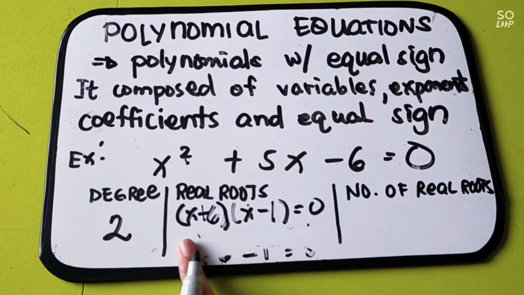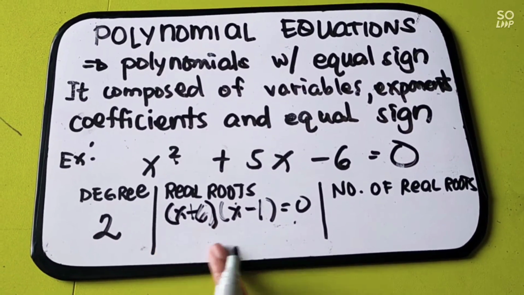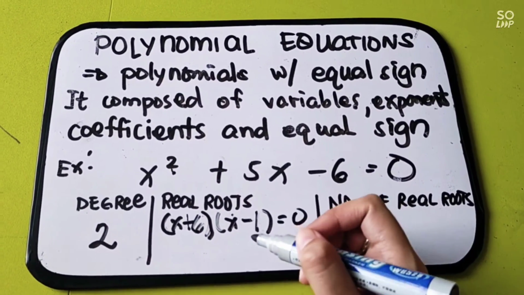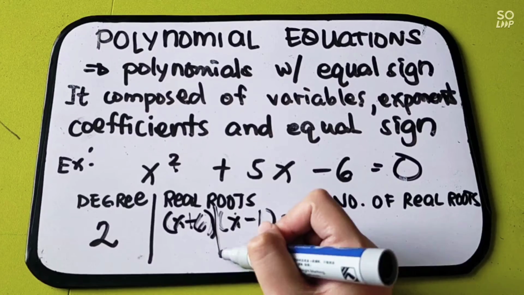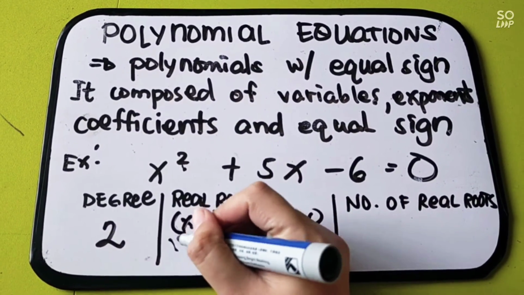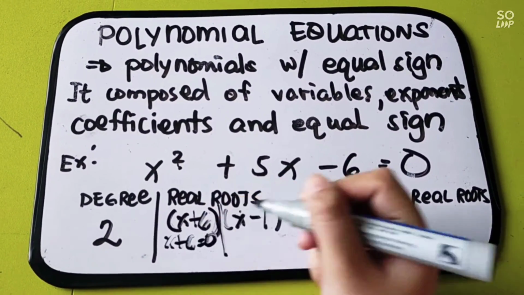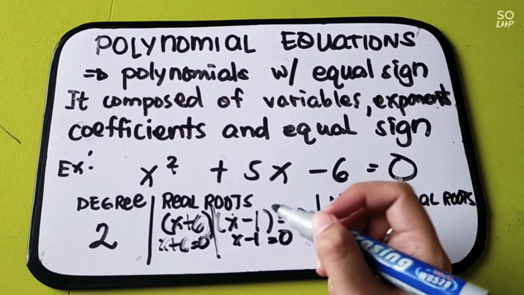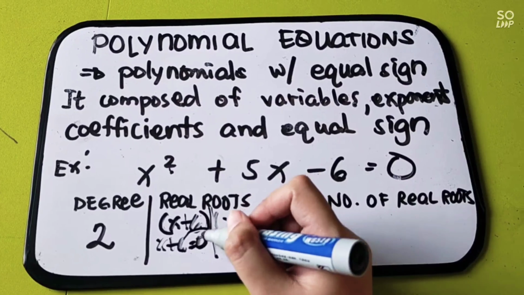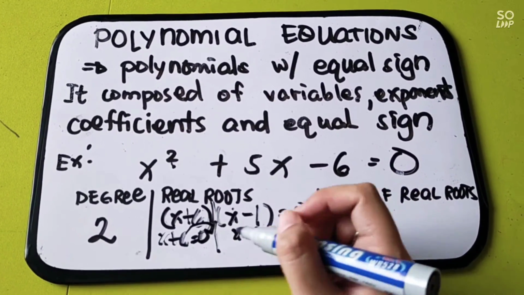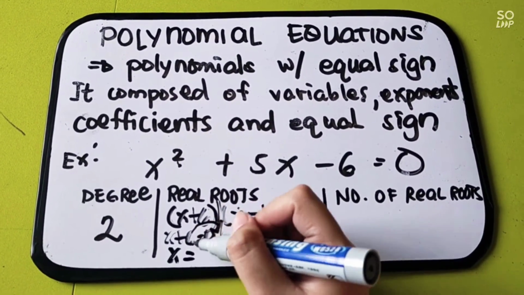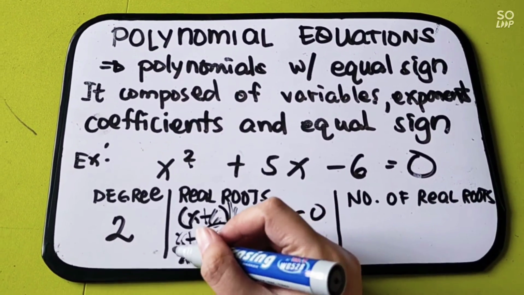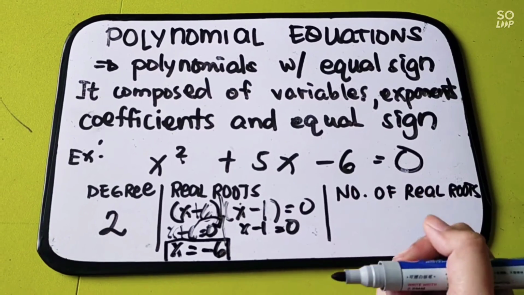Okay? Since we're done with the factoring, we are going to apply the zero property. What is the zero property? We are going to equate both factors to 0. So, we have x plus 6 equals 0. Then, x minus 1 equals 0. Then, solve for x by using transposition. Yung 6, lipat mo lang doon sa kabila. So, x equals, since positive ito, it becomes negative 6. So, our first real root is negative 6.